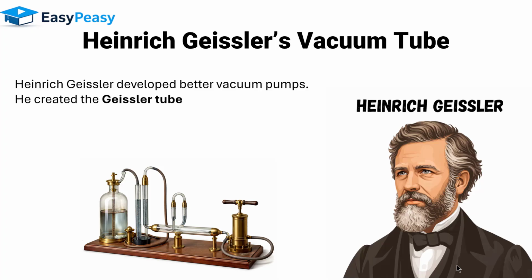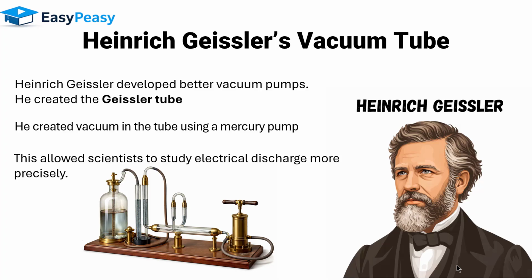Then another scientist named Heinrich Geissler created a vacuum tube. He created vacuum in the tube using a mercury pump. He didn't do anything else. He just created more vacuum, or less pressure of gas, inside the tube. This allowed scientists to study the electrical discharge more precisely inside the tube.